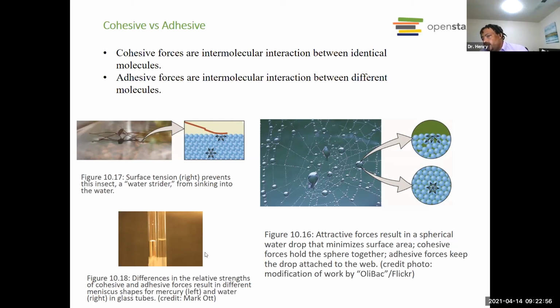Okay, and here we have mercury. Mercury forms a meniscus that looks like this, whereas water forms a meniscus that looks like this, right? So in other words, your cohesive forces are going to be greater than your adhesive forces, and so your meniscus is inverted. Does that make sense? When you have the cohesive forces that are higher, you'll have the inversion. Okay.